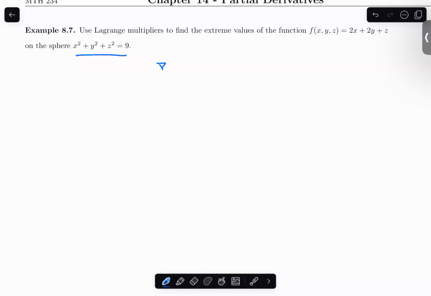Again, we're going to set up the equation where our normal vector is going to be some scalar multiple of the normal vector for our constraint equation. And we're going to have our constraint equation itself. So in this case, x squared plus y squared plus z squared should be equal to 9. Now, this is a sphere of radius 3. This is going to be closed and bounded. And so the extreme value theorem applies, and we are going to be able to find minimums and maximums in this case. So that's going to be nice.